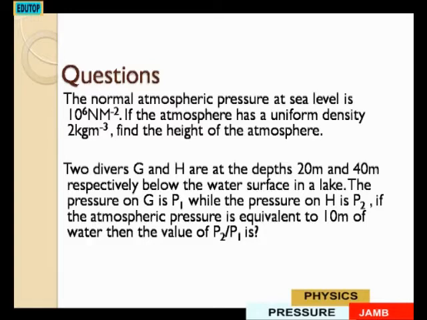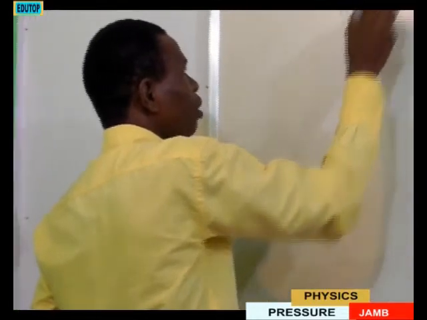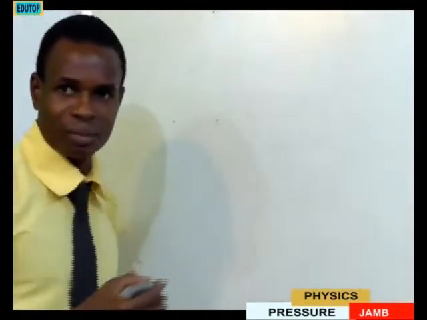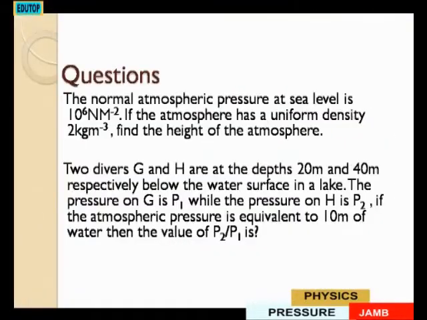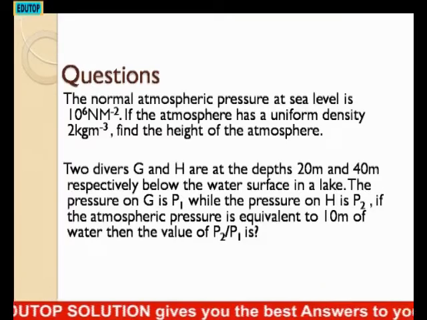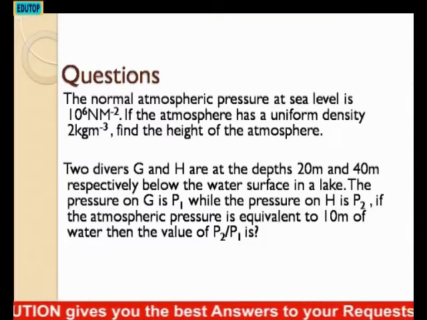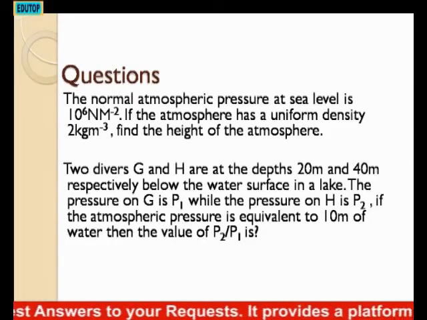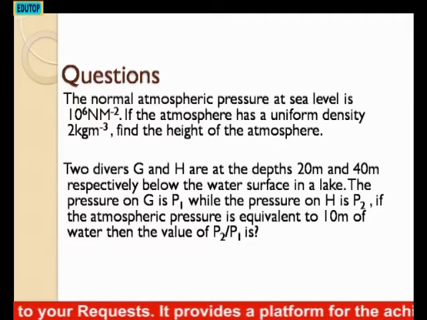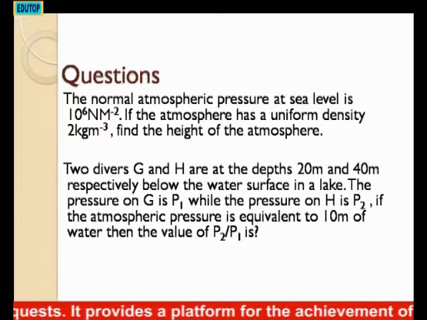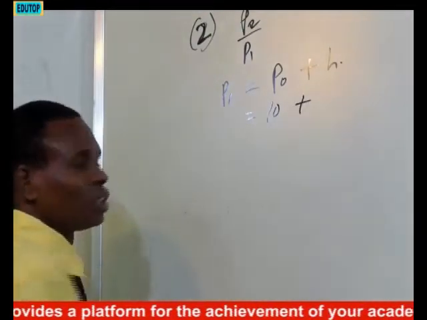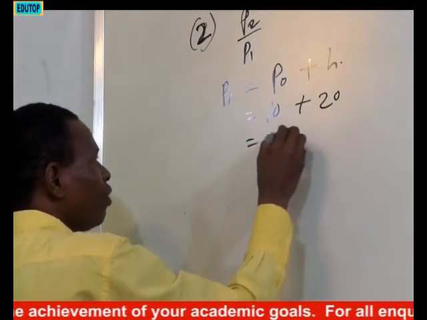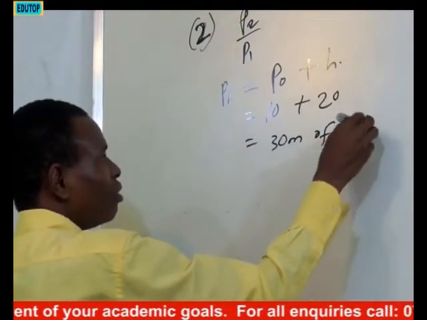P1 will be equal to the atmospheric pressure plus the height. If you look at that question, we are given the depth, which is our height, for the G, which is 20 meters. The atmospheric pressure in the question is 10 meters. We are going to have 10 plus our height, which is 20. So altogether, we have 30 meters of water.